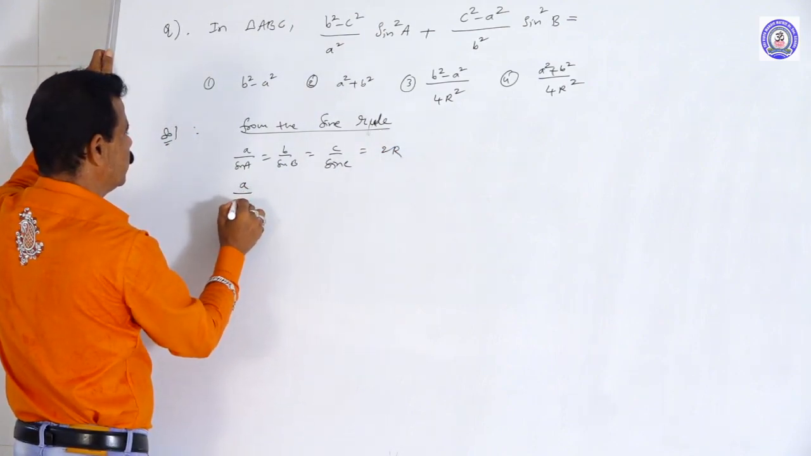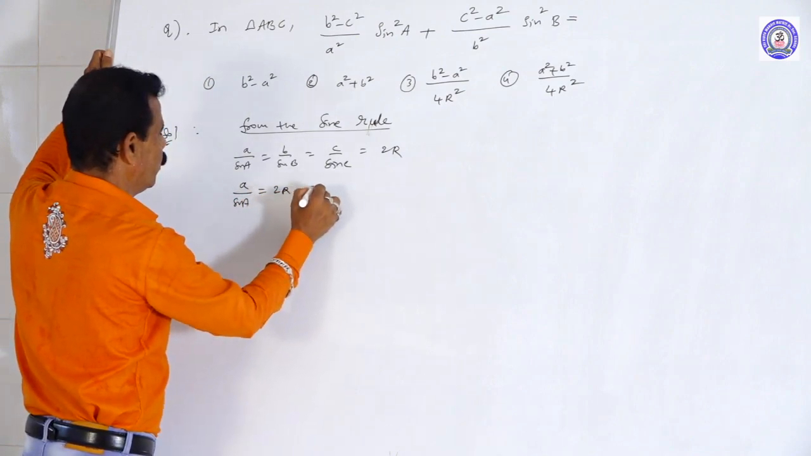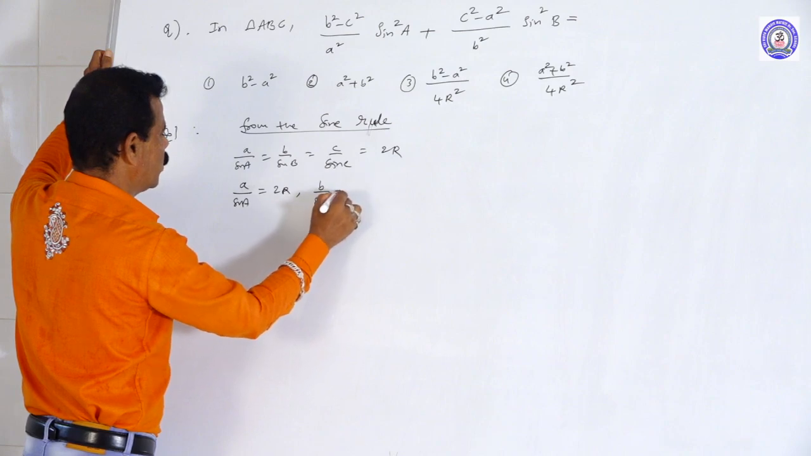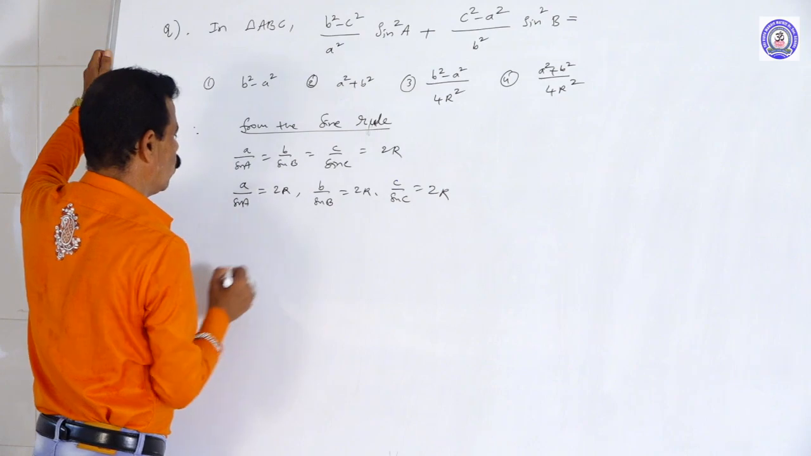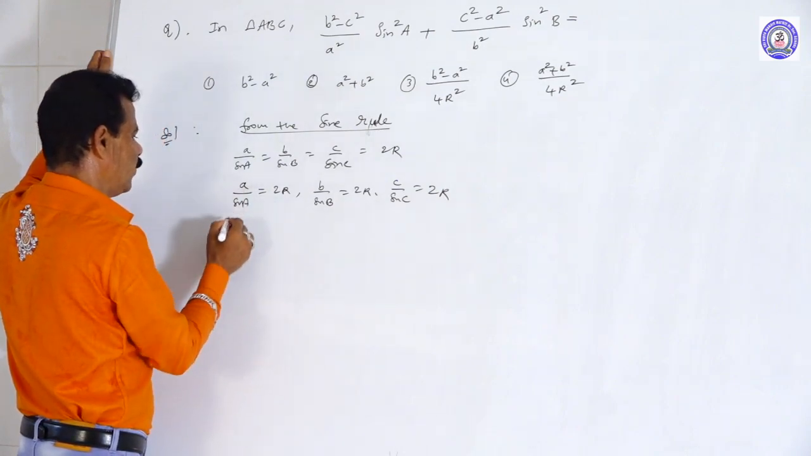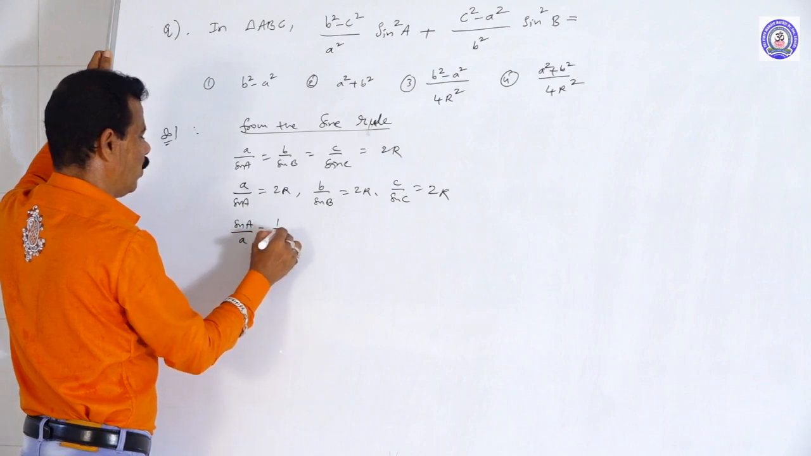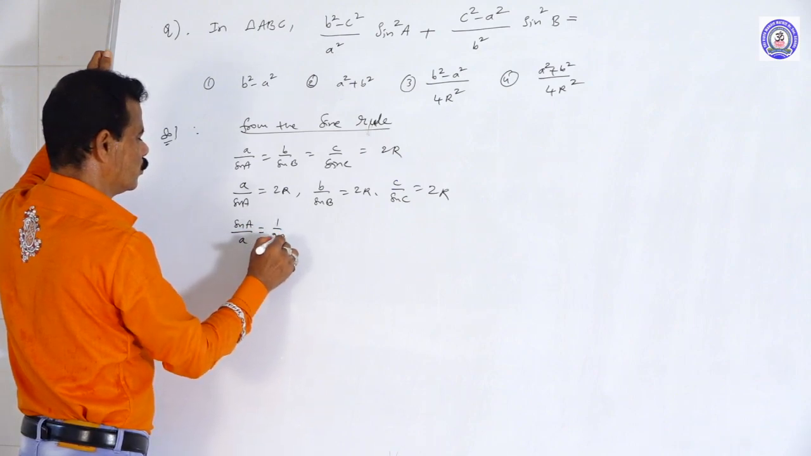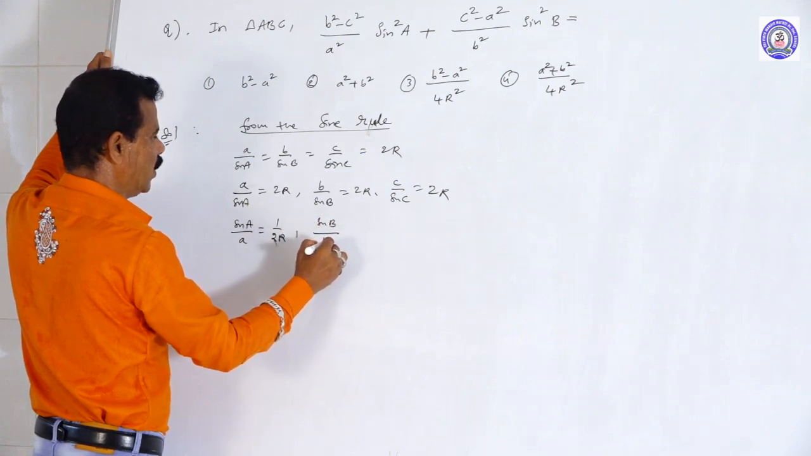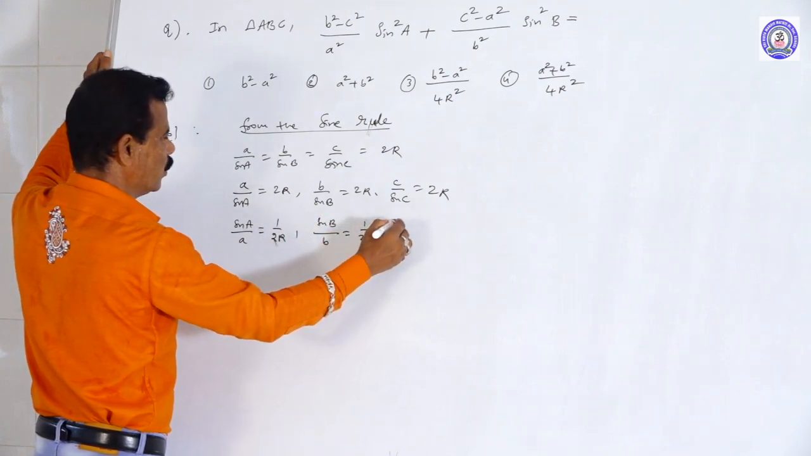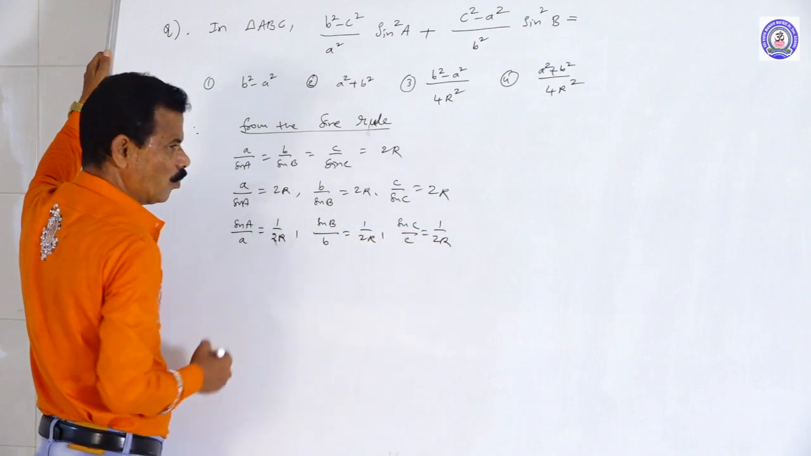a/sin A is equal to 2R. b/sin B is equal to 2R. c/sin C is equal to 2R. So if you take the reverse order, sin A/a is equal to 1/2R. Here also sin B/b is equal to 1/2R. Here sin C/c is equal to 1/2R, reciprocals.